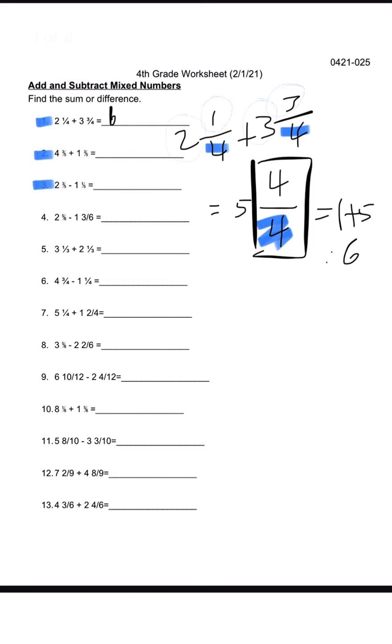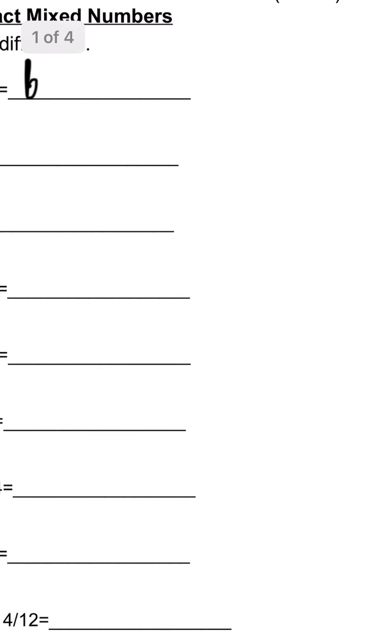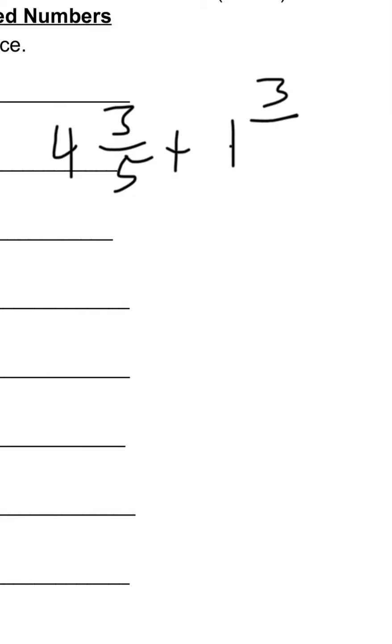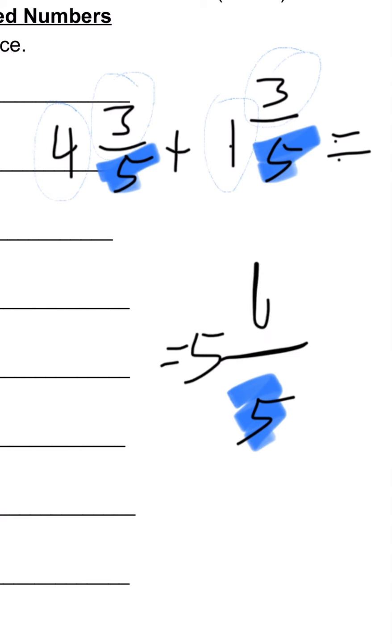Okay, next we'll be doing number 2. We have 4 and 3/5 plus 1 and 3/5. Again, we know that we have a common denominator of 5, so our first step would be to bring down the same denominator, 5. Then we want to add the whole numbers. 4 plus 1 is 5. And then we add the numerators. 3 plus 3 is 6.